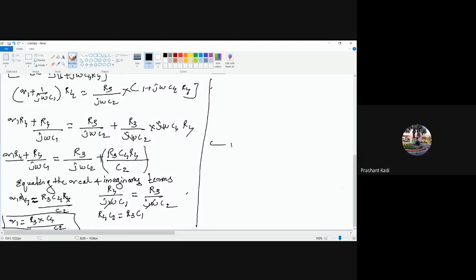My pad is not working properly. C1 equals R4 by R3 into C2. Okay, so we got small r1 and the unknown capacitor C1. This is also one of the bridges to find the value of unknown capacitance.